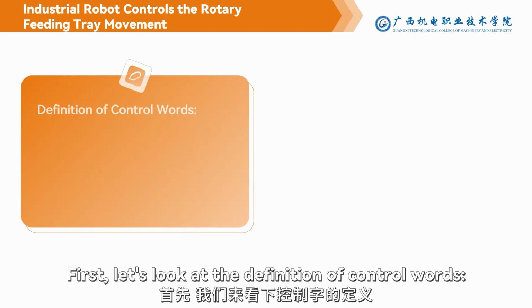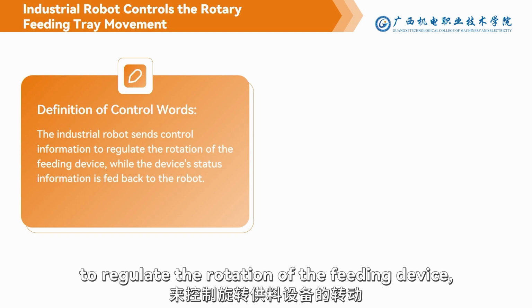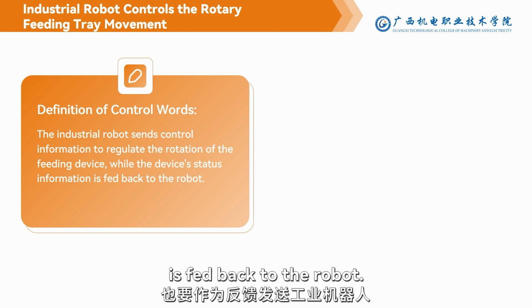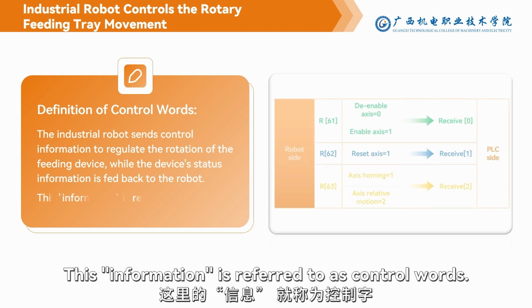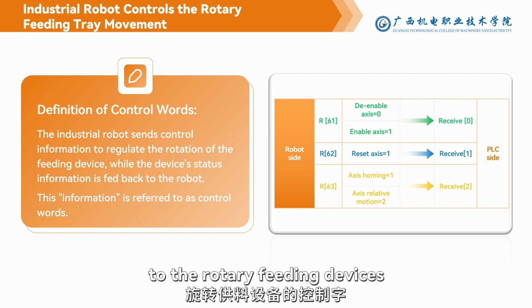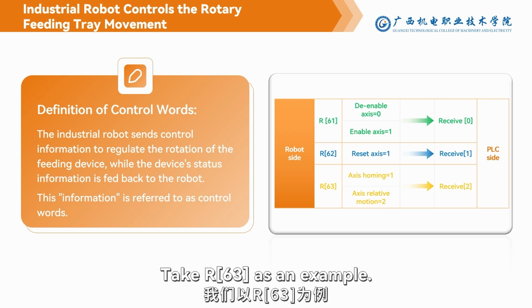Next, we will learn how the industrial robot controls the rotary feeding tree movement. First, let's look at the definition of control words. The industrial robot sends control information to regulate the rotation of the feeding device, while the device's status information is fed back to the robot. This information is referred to as control words.